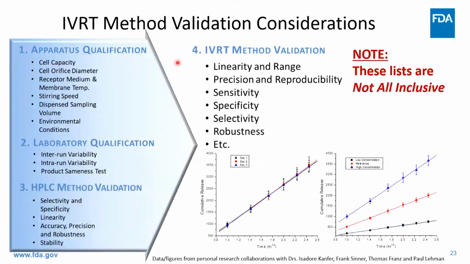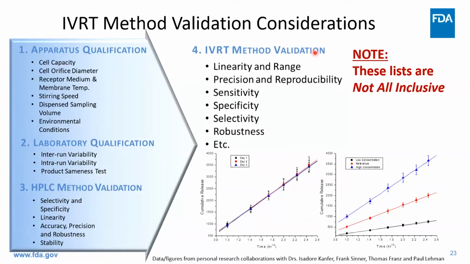Now, IVRT method validation has a lot of components to it. One of them is the apparatus qualification. Another is just making sure that your laboratory and your technicians are trained and able to perform the test. A key piece is the HPLC method validation. And then, independent of all of these, and certainly independent of the HPLC method validation, is the IVRT method validation.